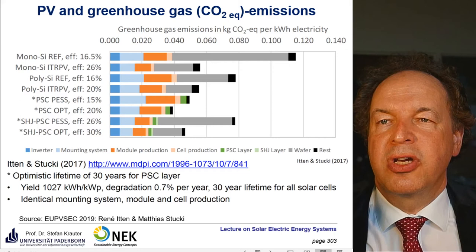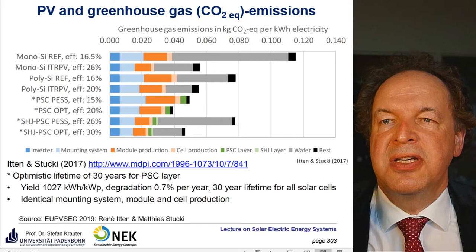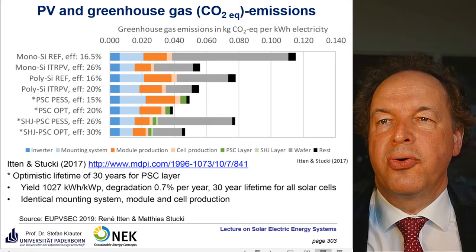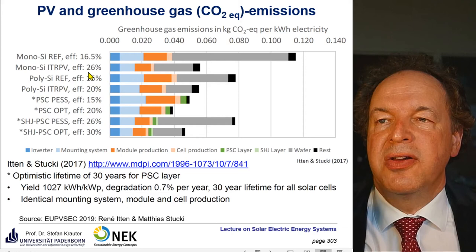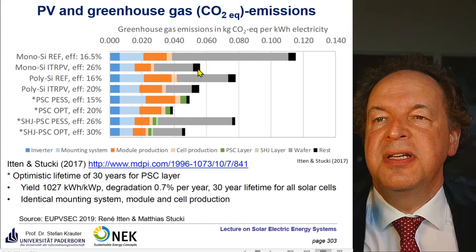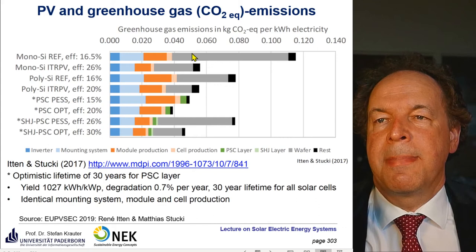Even with a very modern hard coal power plant, it's in the vicinity of 800 to 900 grams of carbon dioxide per kilowatt hour of generated electricity. So photovoltaic is here really much better. Even considering bad parameters here, if you take a more modern one and a future conversion efficiency of 26%, you are in the vicinity of 0.05 kilograms per kilowatt hour of generated electricity.